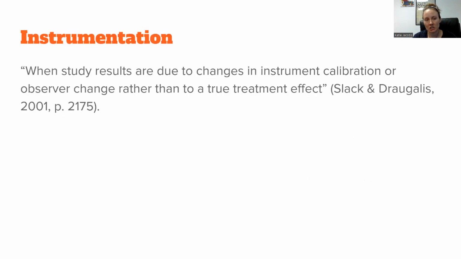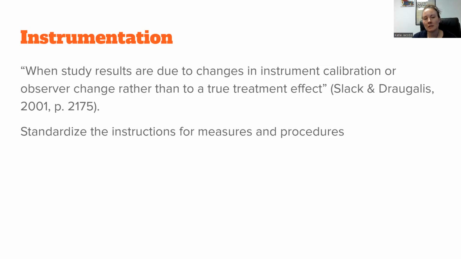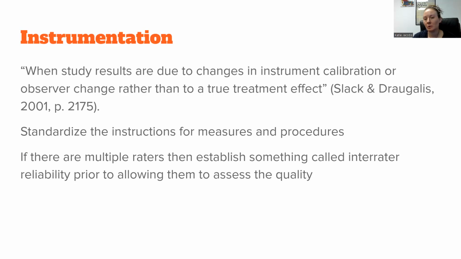There's also instrumentation, and this is when study results are due to changes in instrument calibration or observer change rather than a true treatment effect. And so one way to address this is to standardize the instructions for the measures and procedures. If you have multiple raters, like sometimes you might have multiple people doing some form of rating, you establish something called inter-rater reliability before allowing them to assess the quality. So this basically is a procedure where we get all the people that are judging whatever quality on the same page.